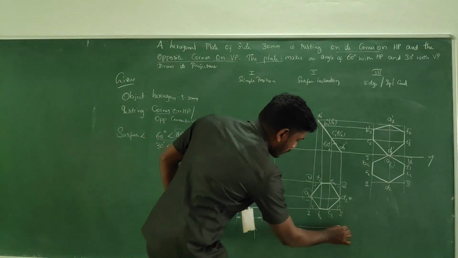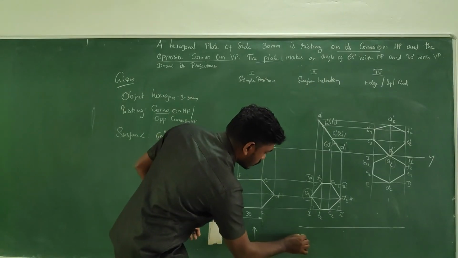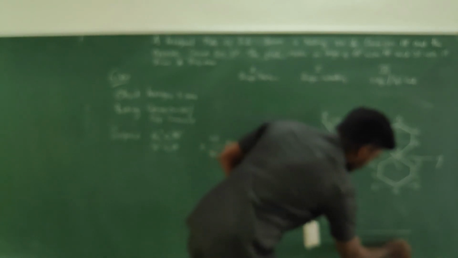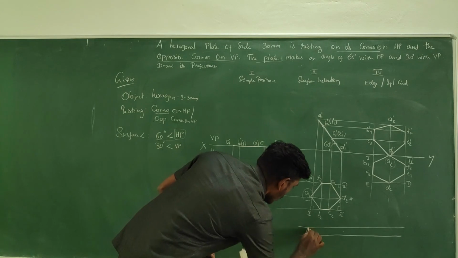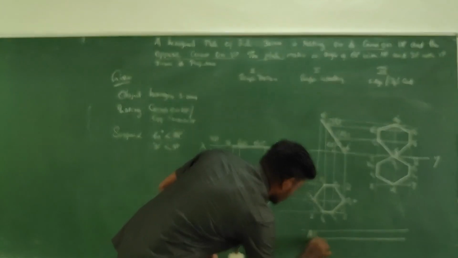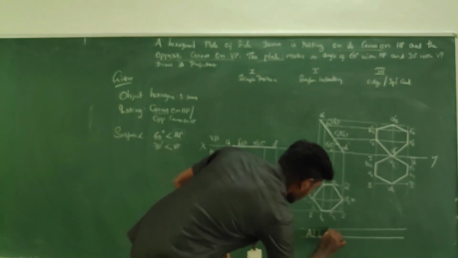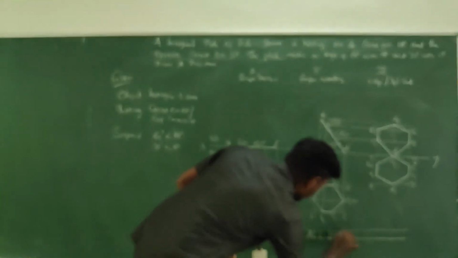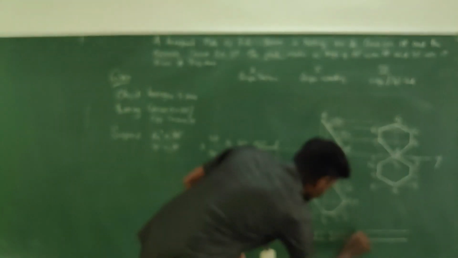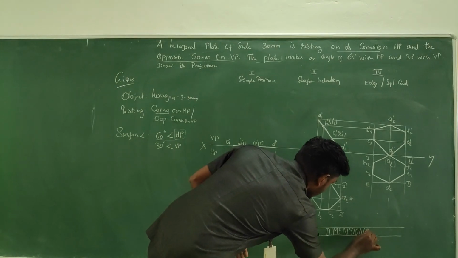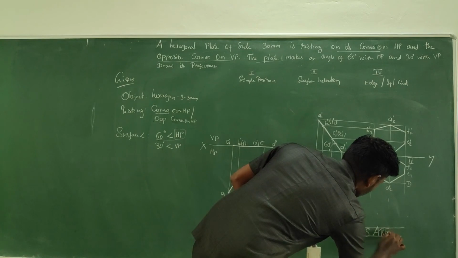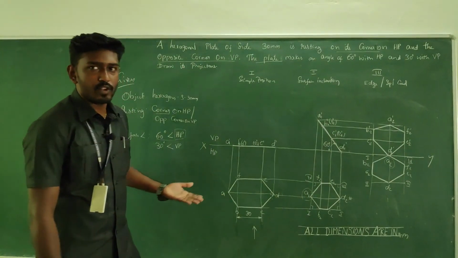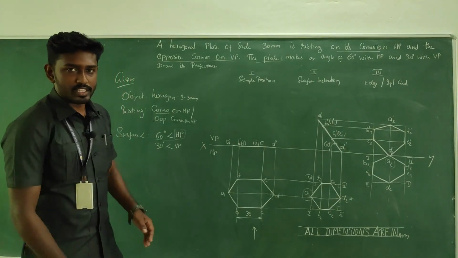Afterwards, take the parallel lines in order to write the note: all dimensions are in mm. It should be maintained at a 5 mm gap. Write mm with a small letter, and as well you can write the scale as 1:1.